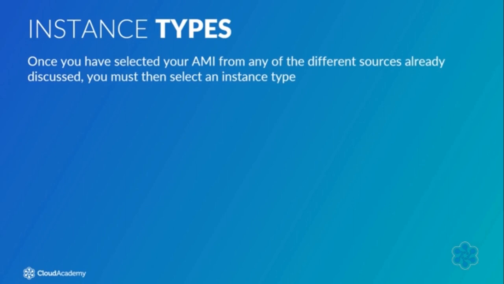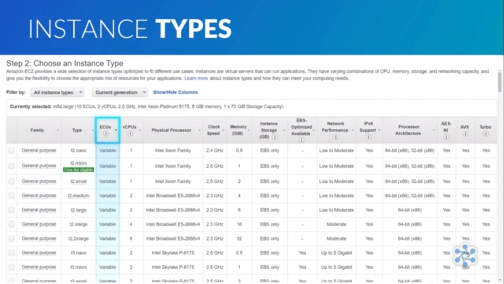These being ECUs. This defines the number of EC2 compute units for the instance. vCPUs. This is the number of virtual CPUs on the instance. Physical processor. This is the processor speed used on the instance. Clock speed. It's clock speed in gigahertz. Memory. The amount of memory associated. Instance storage. This is the capacity of the local instance store volumes available. EBS optimized available. This defines if the instance supports EBS optimized storage or not.